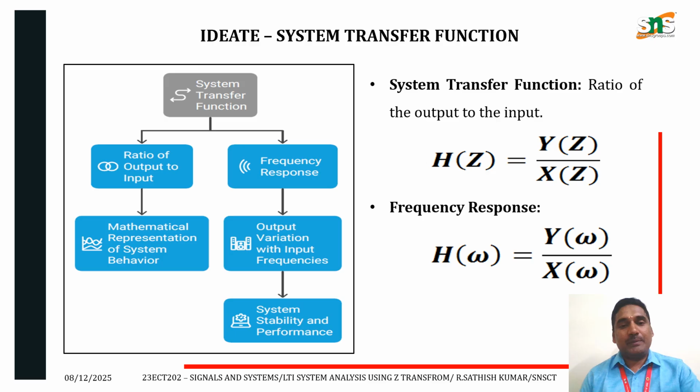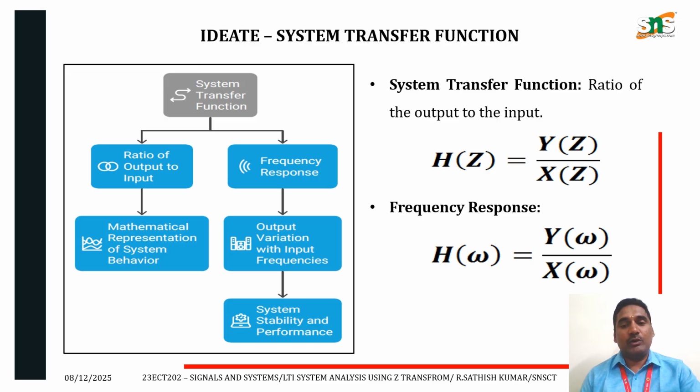Next, we are going to analyze the system transfer function. System transfer function is the ratio of the output to the input. It is the mathematical representation of the system behavior. H of z is equal to Y of z divided by X of z. Next one, frequency response: output variation with input frequencies, system stability and performance for frequency response.